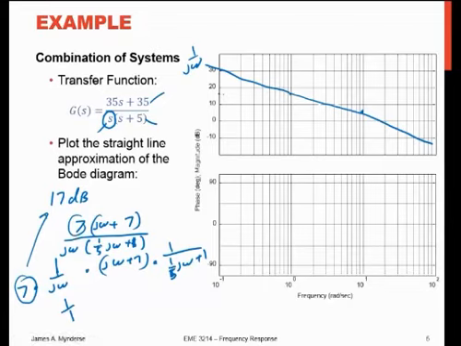I also have the same poles and zeros I had before, so I can say this pole here, oh, that's not 7. Yes, it is a 7. No, it's a 1, because I took 35 outside. That's a 1.